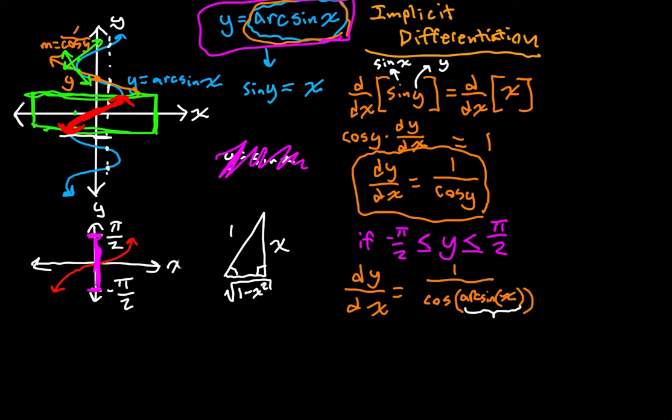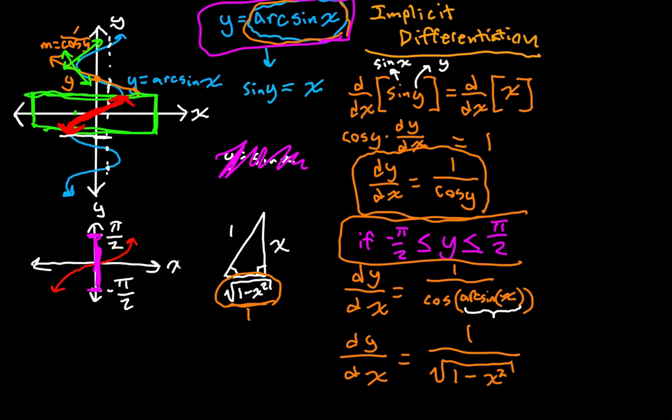Therefore, the cosine is this over 1. The cosine is just this value here. We're going to have that dy dx is equal to 1 over the square root of 1 minus x squared, given this. So this is what leads to this answer.